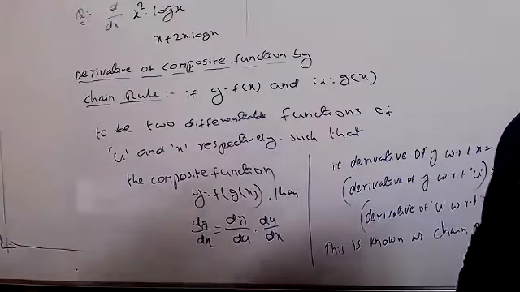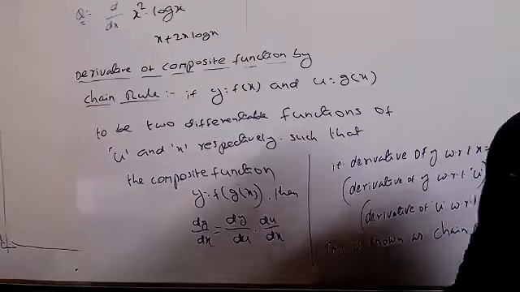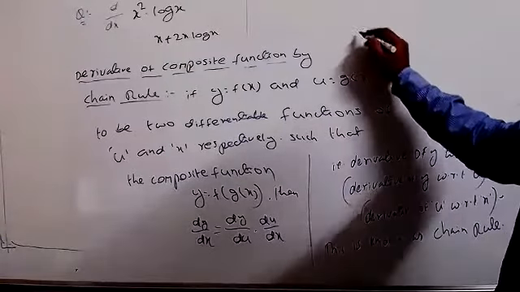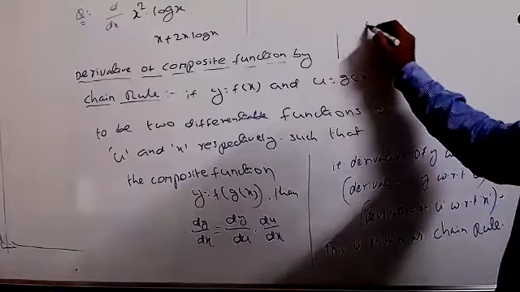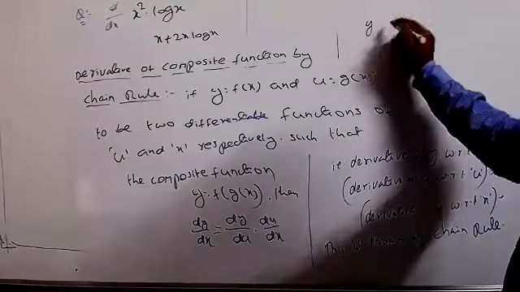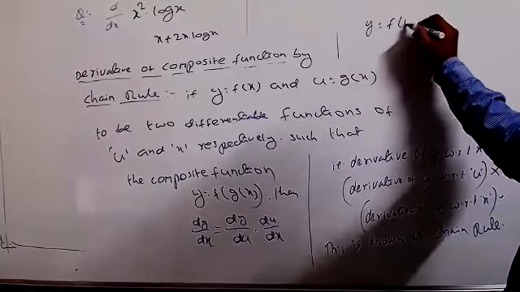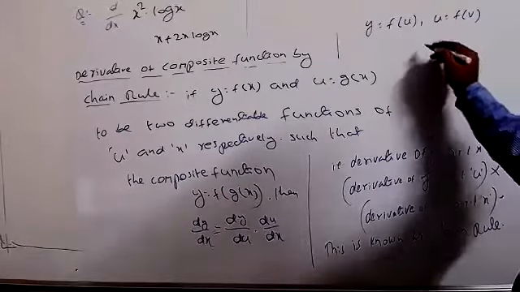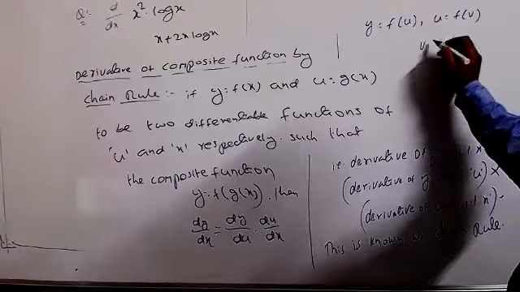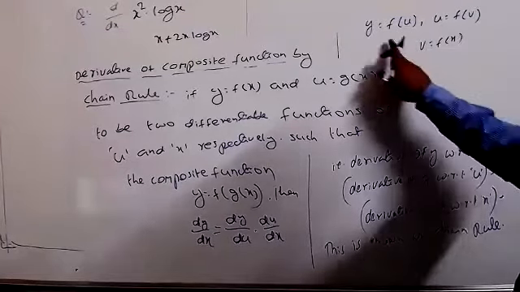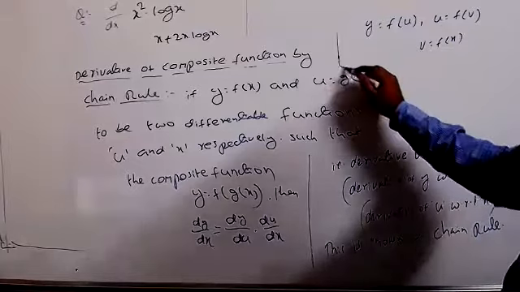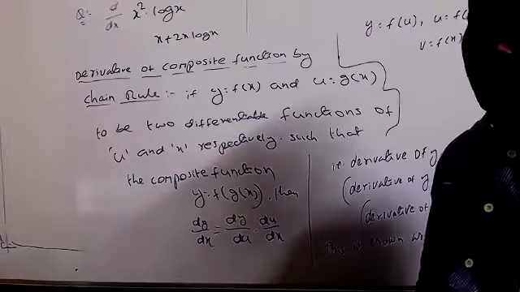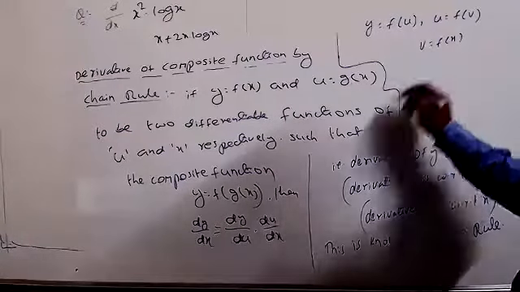Suppose you look at the board now. Suppose they given three different functions. First listen to me. y equal to f of u, and u equal to f of v, and v equal to f of x. Three different functions are there now. For these three different functions, how to find the dy by dx? By using chain rule. Same condition you can write now.